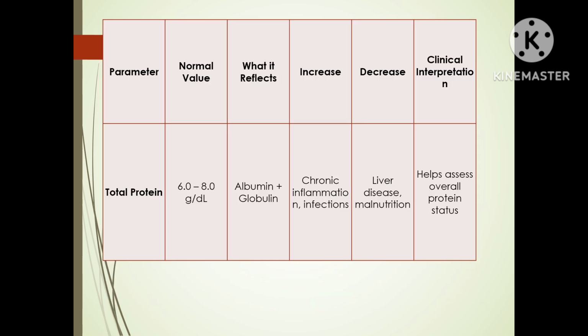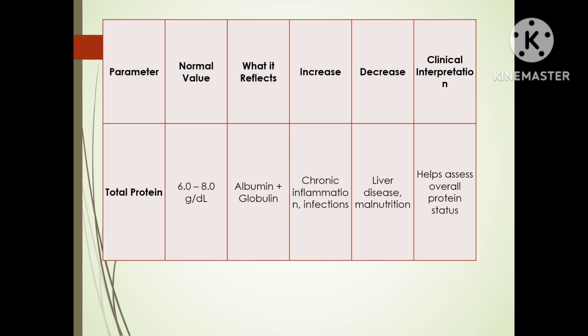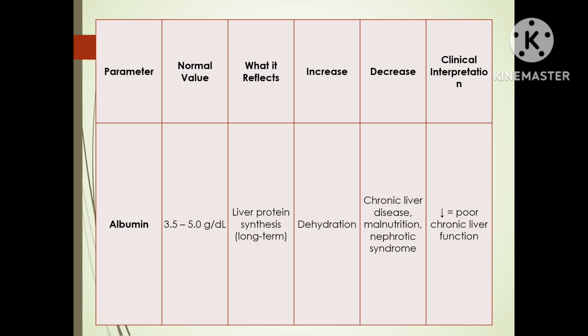liver function test interpretation. Total protein, normally 6 to 8 grams per deciliter, is a sum of albumin and the globulin, while serum globulin, which is normally 2 to 3.5 grams per deciliter, includes immunoglobulins and other proteins. The A by G ratio, that means the albumin by globulin ratio, is normally more than 1.